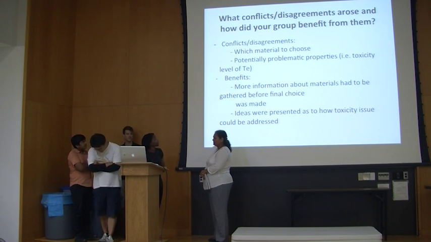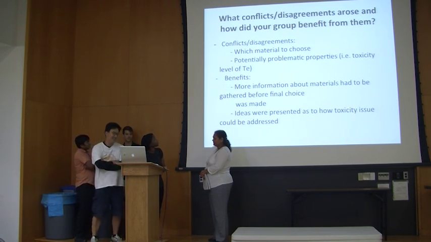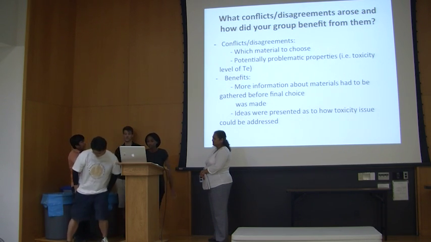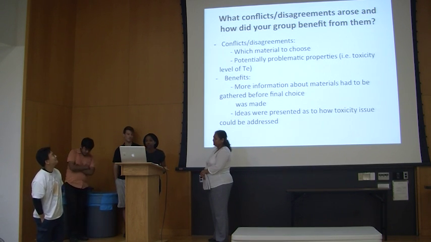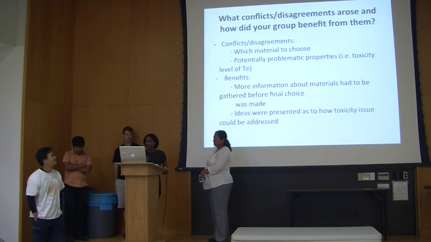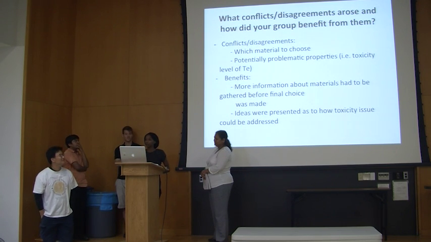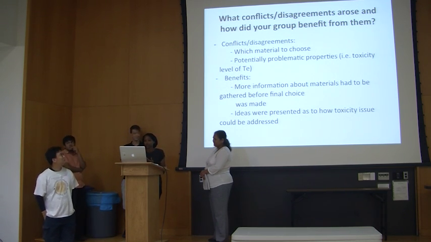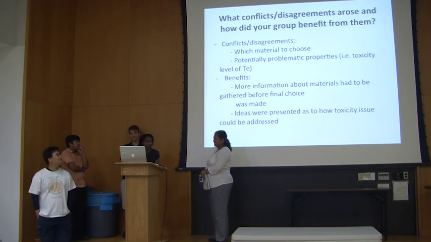This slide, what conflicts or disagreements arose and how did your group benefit from them? Some of the conflicts that we had was, of course, which material to choose. And the fact that we chose RbTe was that it potentially had a problem with the toxicity levels. The benefits that we gained from these conflicts and disagreements, we gained more information about materials. We had to get more information about the materials before we made our final choice. And ideas were presented as to how the toxicity issue could be addressed.